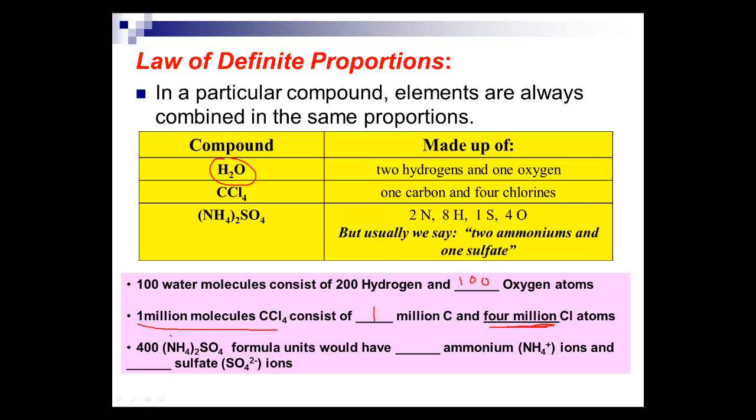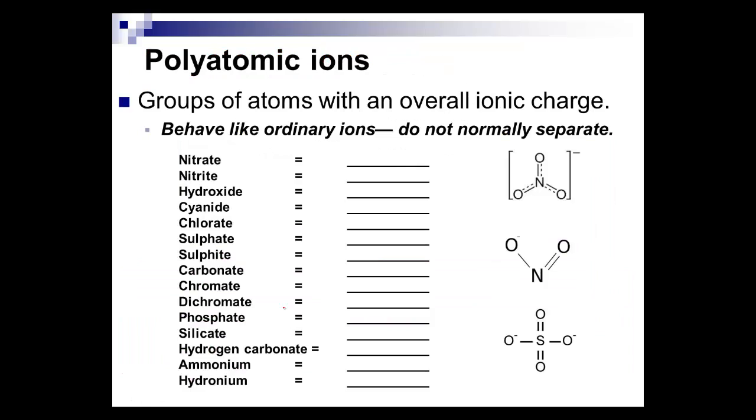Let's look at the bottom one. If we had 400 (NH4)2SO4s, how many ammonium ions would we have? Well, in each one of them there are 2 NH4s. So if we had 400 of the molecules, we would have twice as many NH4s. We would have 800 ammonium ions, and we would have 400 sulfate ions. SO4 is a sulfate ion. The law of definite proportions.